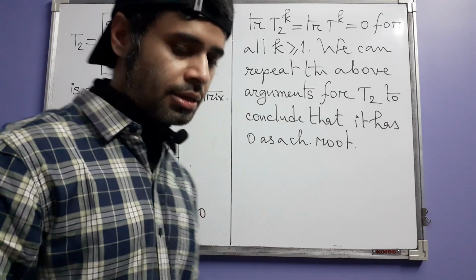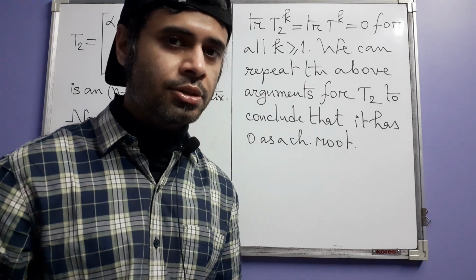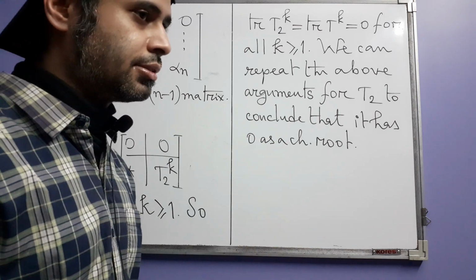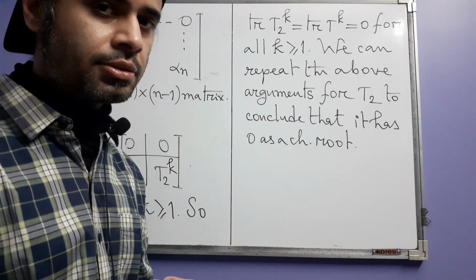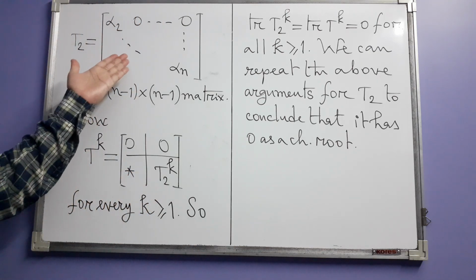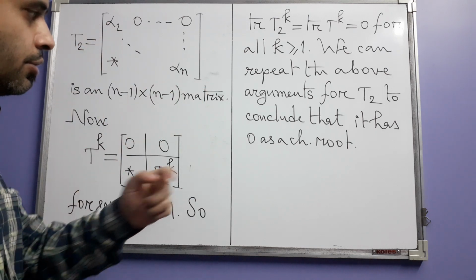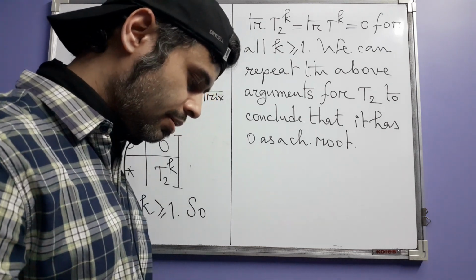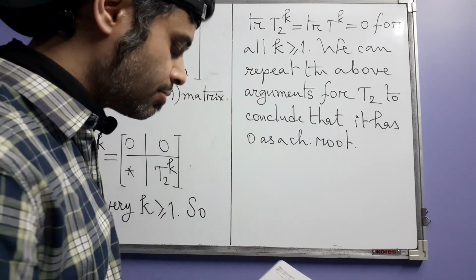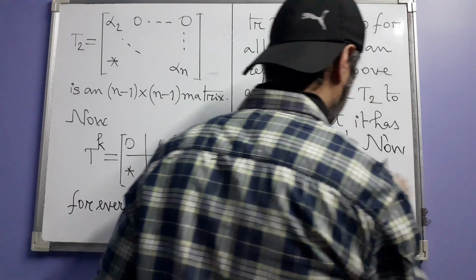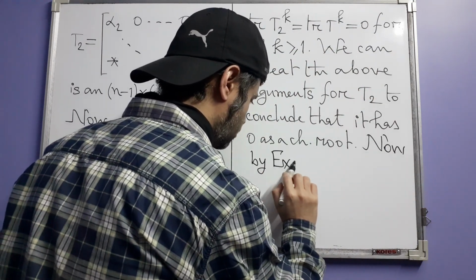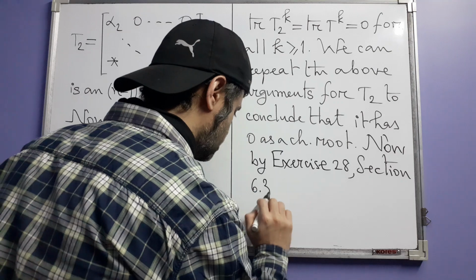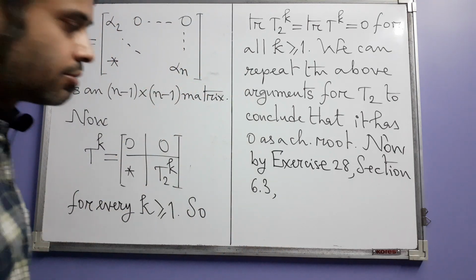Now we recall a previous exercise that we saw in the third section where we introduced matrices of this chapter. It says that for a triangular matrix, its characteristic roots are its diagonal elements. T2 is a triangular matrix. You can see that here. That means these are the characteristic roots. So one of these characteristic roots has to be equal to 0. And the exercise I am talking about is, I hope I have the number here, yes, 28, Section 6.3. One of these alpha i's has to be equal to 0.